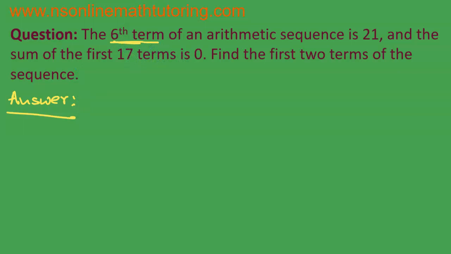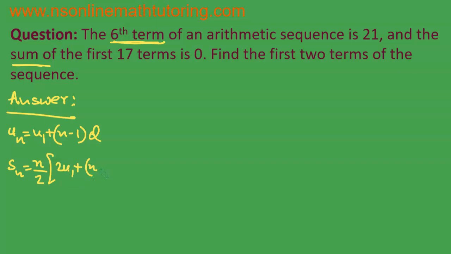We know the general term formula for any arithmetic sequence is un equal to u1 plus n minus 1 times d. Let me write the two formulas first of all, the general formulas related to the arithmetic sequence and arithmetic series, because this is having the summation, so it will be Sn equal to n over 2 times 2u1 plus n minus 1 times d.